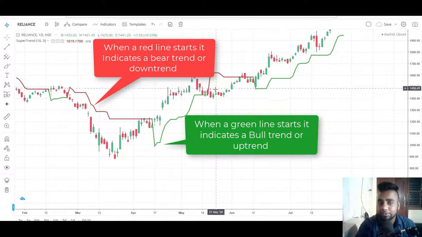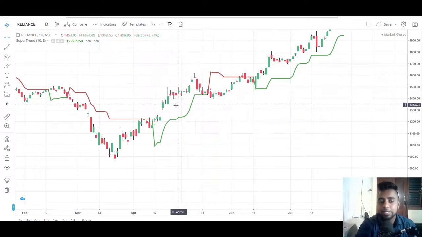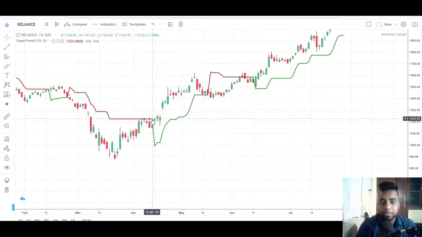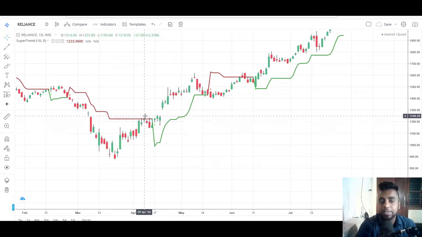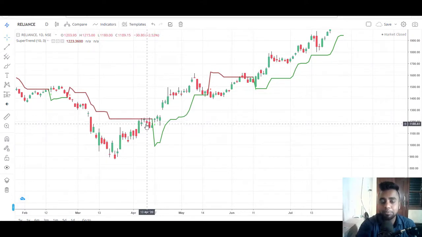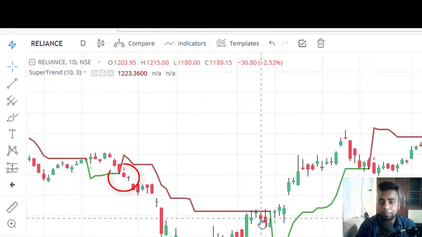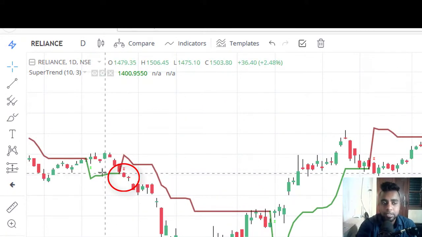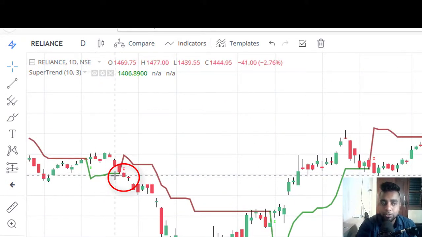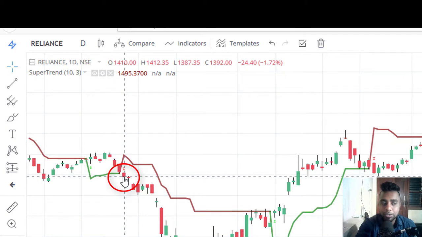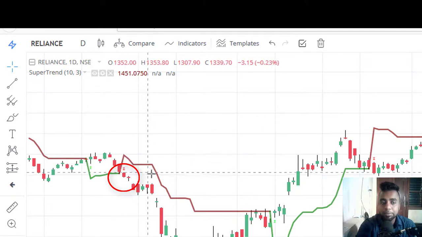So why is it giving a red and a green signal? It is very easy to understand. It's a simple one. Whenever the price closes above the line, it indicates a bull trend. If the price closes below the line, it indicates a bear market. For example, you can see the line was green, and after that you can see the candle which closed below this line. Then you can see the trend line changed to red, which indicates a bear market.